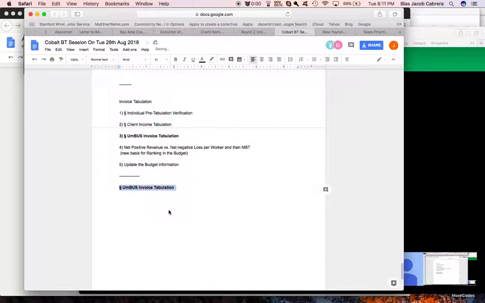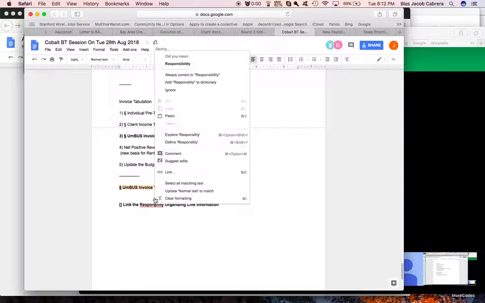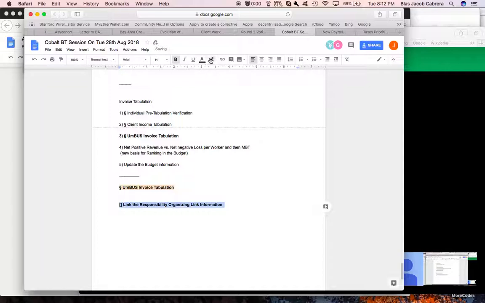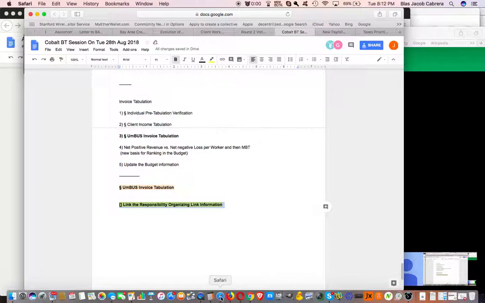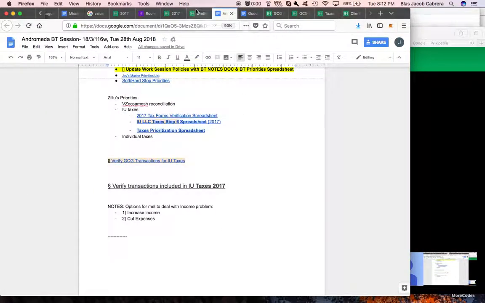responsibility, and we want to link the responsibility organizing link information. So we don't have it. If Albina was here, she technically should have that. Otherwise, she shouldn't have been working in the first place. Does that make sense? Yes. If you don't have a responsibility link that's been verified, you're not allowed to do the work. But Albina has been doing the work, so we would assume that she has a responsibility organizing link. We just don't have it with us.